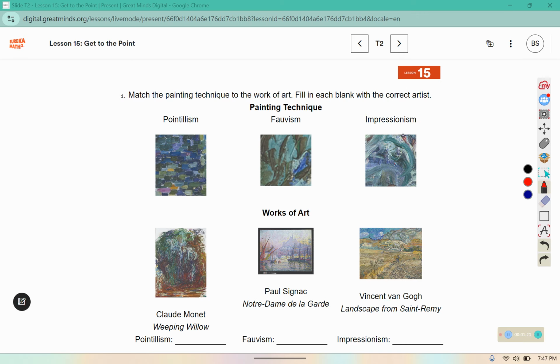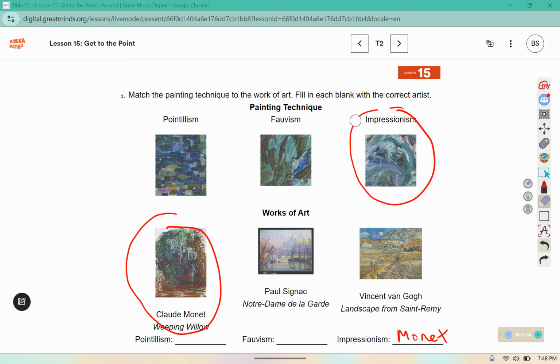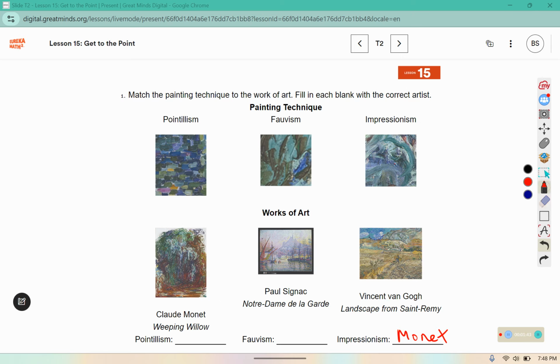In impressionism, you can see there's lots of strokes. So this would be like Monet. So we're going to write Monet for impressionism. Then for Van Gogh, we have fauvism. And then we have the Paul Signac.